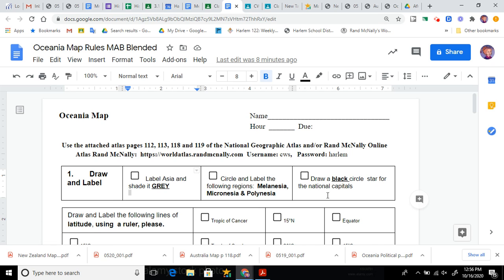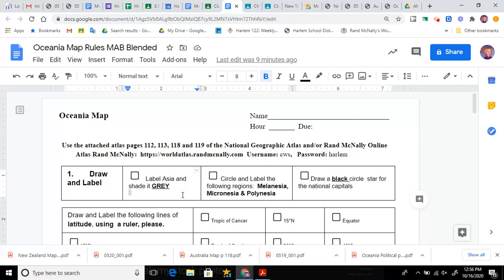This tutorial is about how to create your Oceania map. The map rules are attached to the assignment, and also there are 4 pages from the National Geographic Atlas, as well as an outline map to give you some assistance. So please make sure you look at those as well. These directions or rules are designed to work in order from 1 till the end. And so start from the beginning.